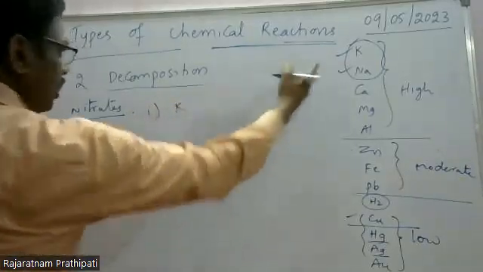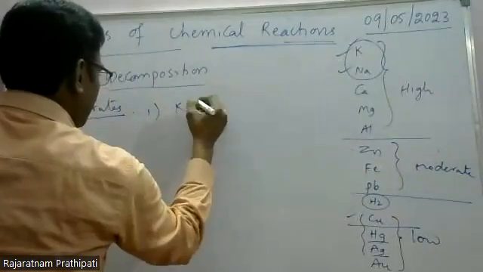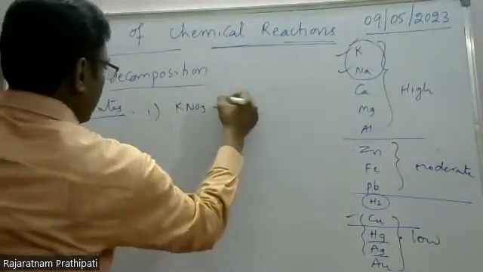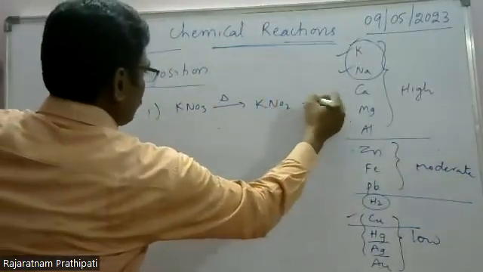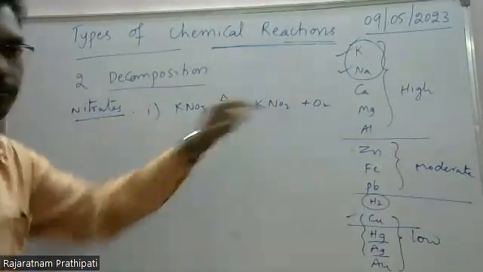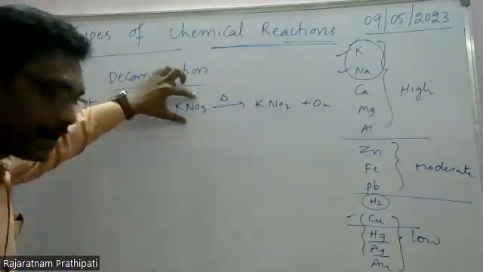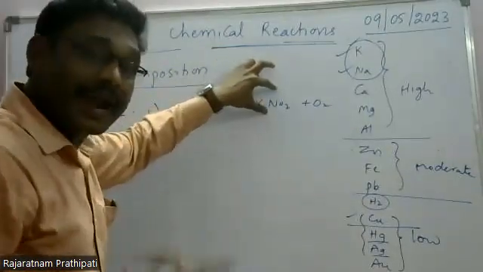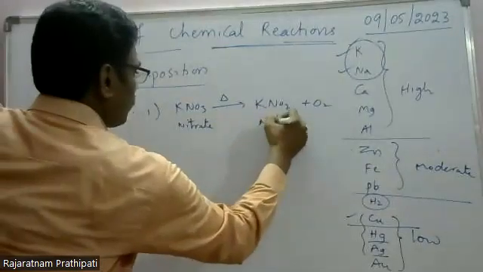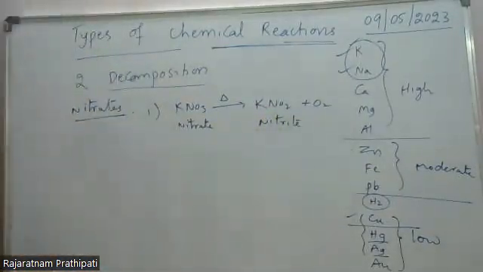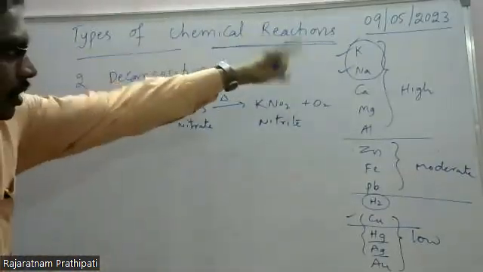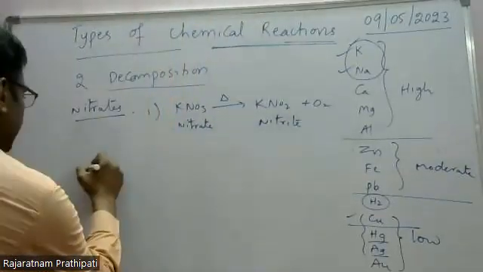First type, here potassium and sodium, here KNO3, decomposition, KNO2 plus O2. Here metal nitrate, this is metal nitrite, nitrate converted to nitrite. First type. Here high reactive metals, whether potassium or sodium. Second type now.